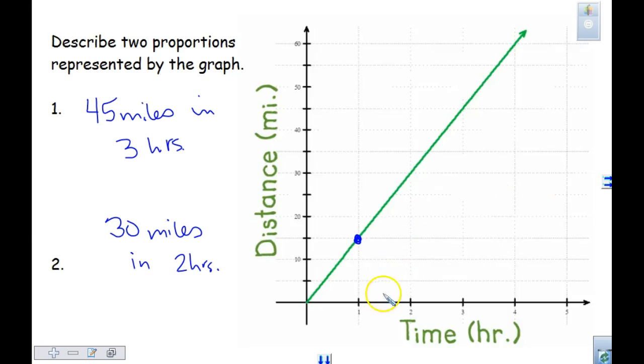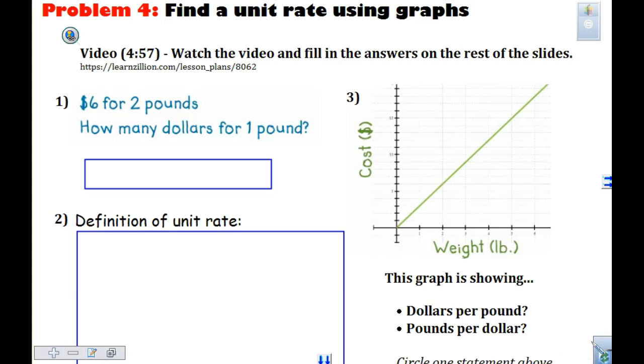So when we start looking at per one instead of out of 2 hours, and in this case out of 3 hours, when we start looking at per 1 hour, that's when we refer to it as our unit rate. So the next video is where you're going to fill in the rest of your notes. As you watch this in the next almost 5 minutes, 4 minutes and 57 seconds, you will fill in the rest of your notes, okay?